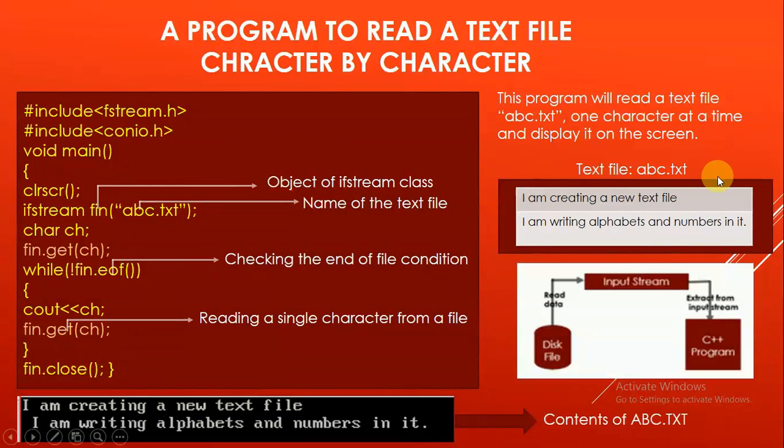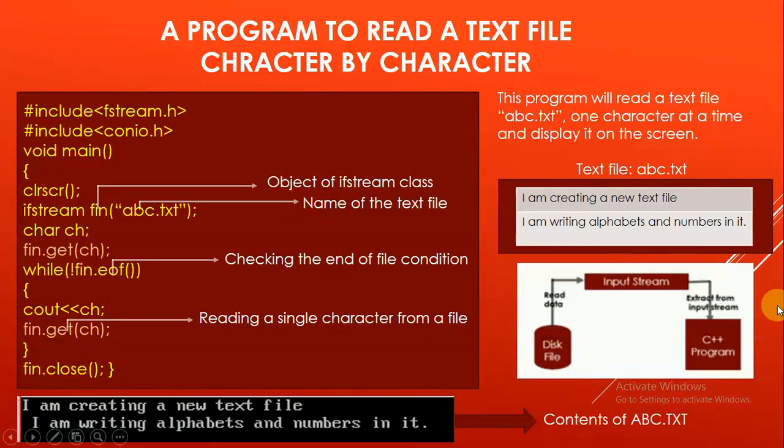So if this is the abc.txt, suppose this file I have already created. It will read one single character. When we first run the loop, char ch, fin.get(ch) will read one single character I, and it will display it on the screen. This is the output which is produced when you run this program. Then it will read the space. You can see it will display the space. Then it will read the second character A. It will display it like this. It will keep on reading one single character and display it on the output screen. This is how it works.